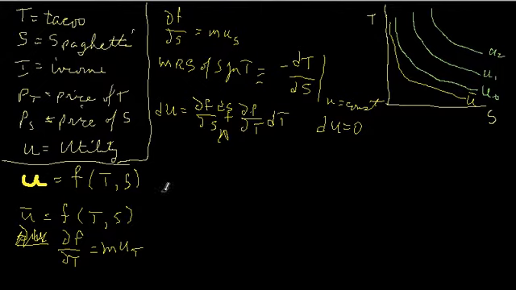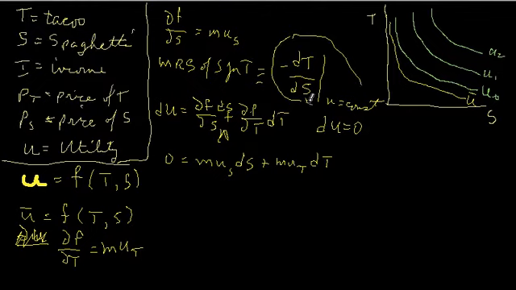So for dU equal to 0, we have 0 must be equal to the marginal utility of S times dS plus the marginal utility of T times dT. And you can do a little arithmetic on this equation here and find the marginal rate of substitution, which is this big thing here.